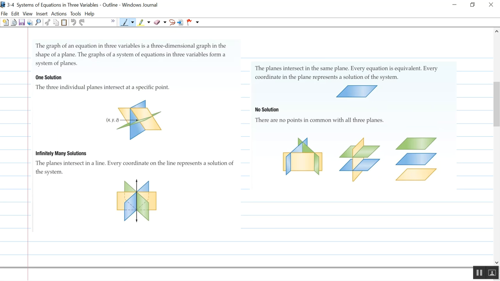And then the third possibility is that you have no solution to the system, and there are no points in common with all three planes. So all three planes could be parallel. Two of the planes could be parallel with one intersecting. You'll notice that even though the yellow plane and the green plane intersect in a line, and the yellow plane and the blue plane intersect in a line, there's no one place where all three planes intersect. And then you can have a situation that looks kind of like this triangular prism right here.